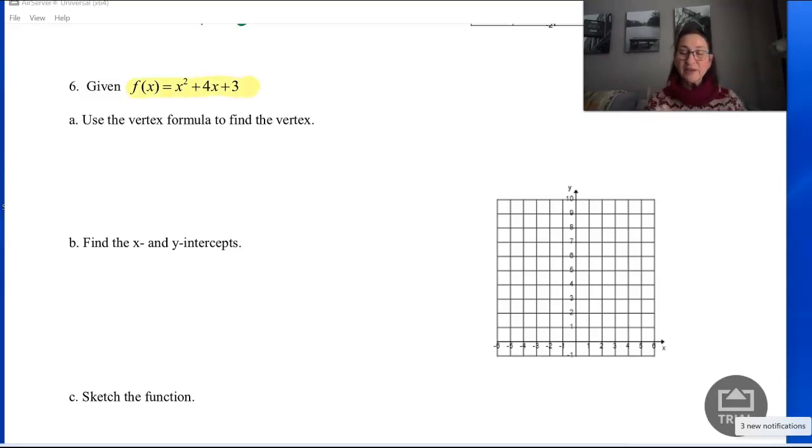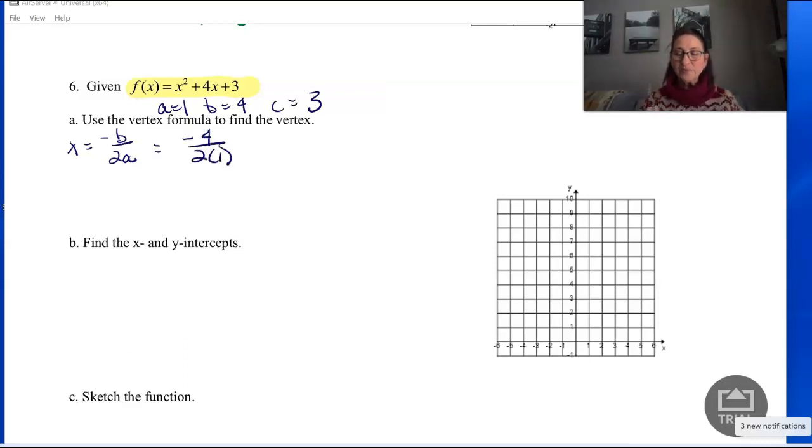So here's the given quadratic function. We're going to use the vertex formula in order to find the vertex. So our x is going to be negative b over 2a. Well, our a is 1, our b is 4, our c is 3. So that's going to be negative 4 over 2 times 1, or negative 4 over 2, which is negative 2.